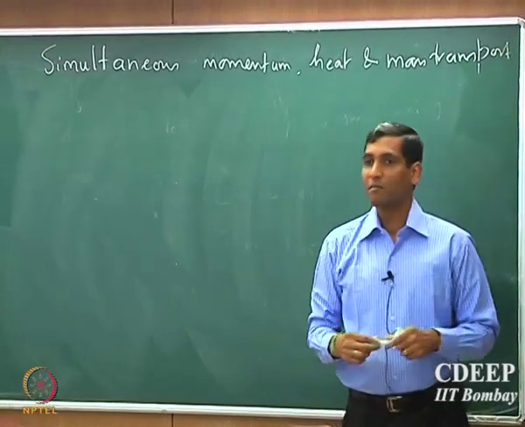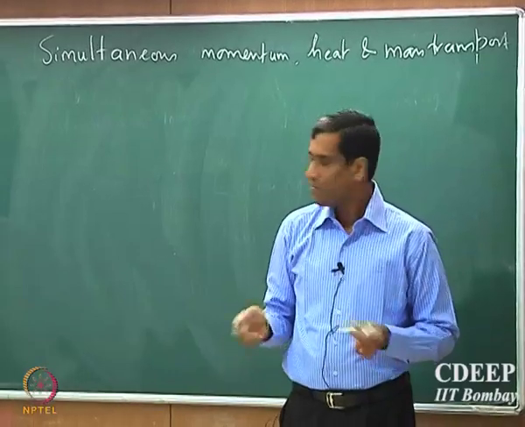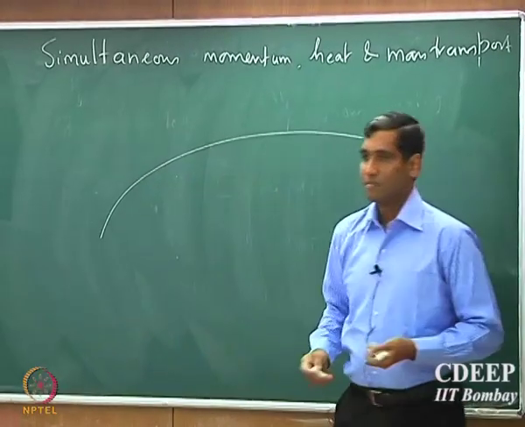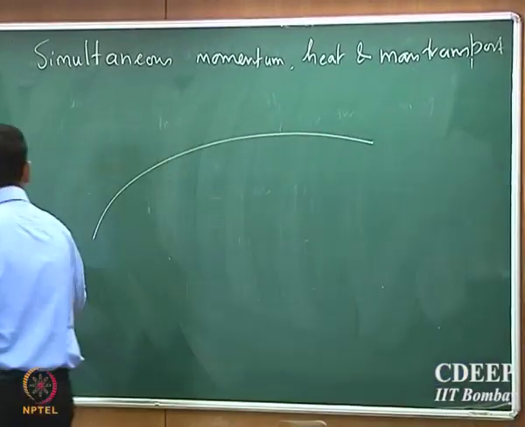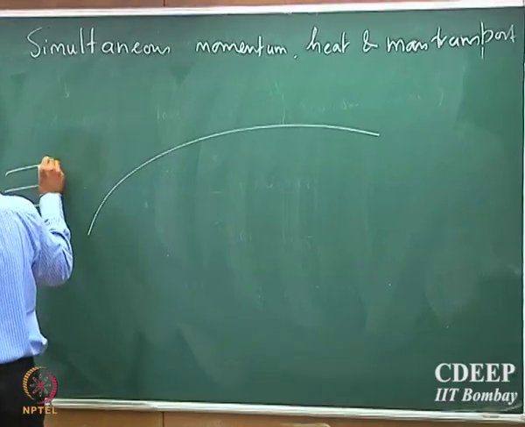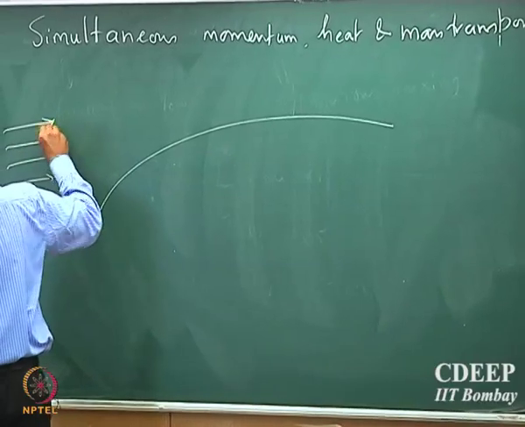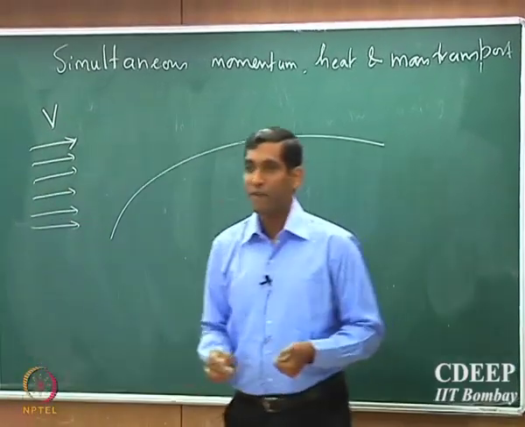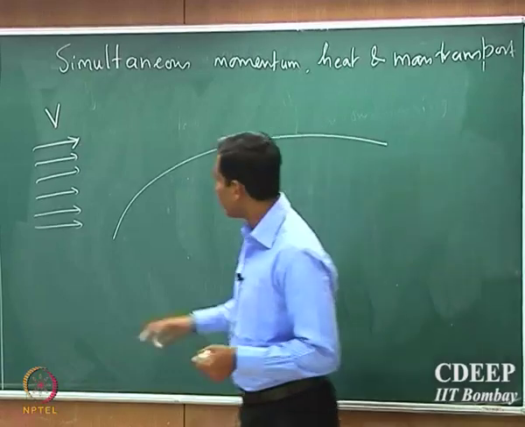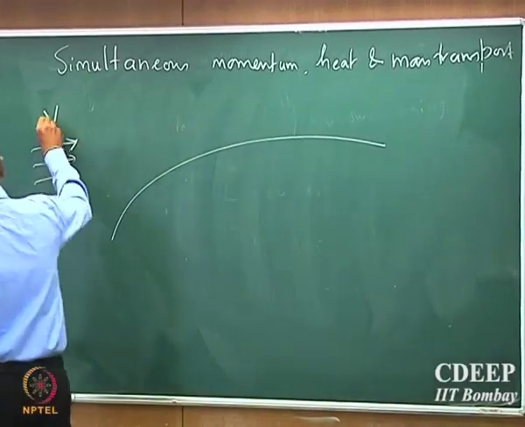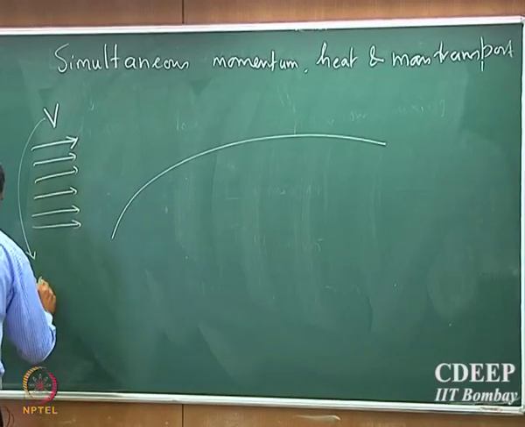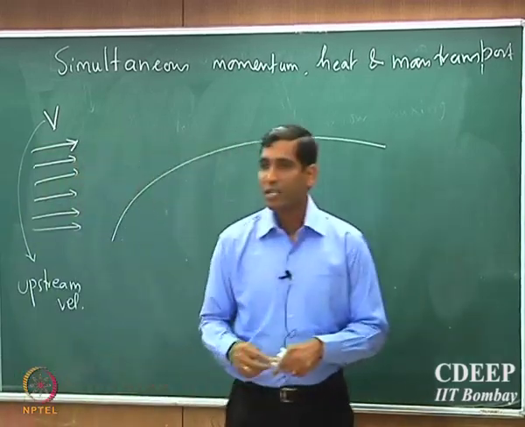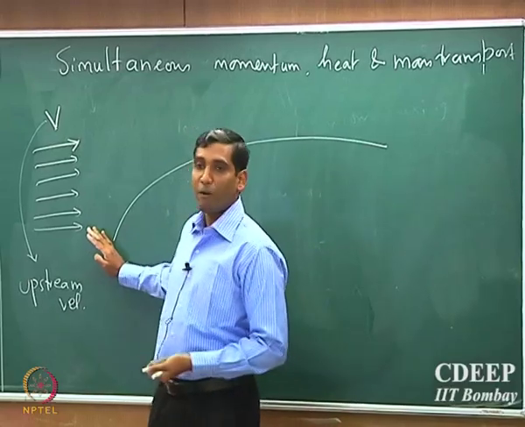So in most real systems you will see that it occurs simultaneously. So supposing you have an arbitrary object where there is a fluid which is flowing past this object. Now if I define V as the upstream velocity, note that I am going to introduce some key definitions. So V is the upstream velocity. This is the velocity of the fluid before it sees the object.